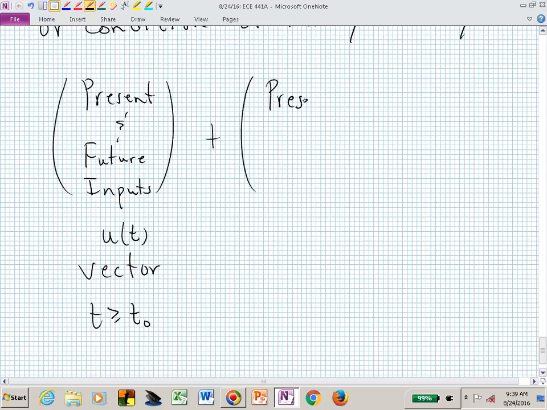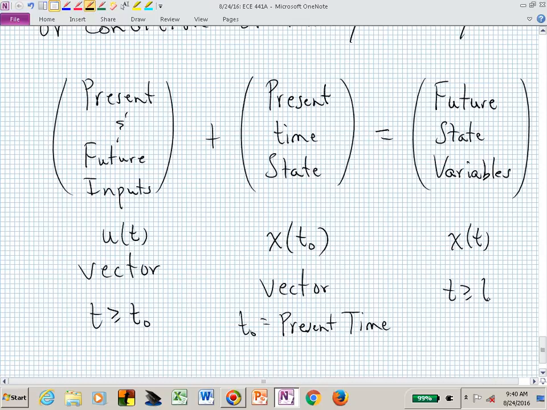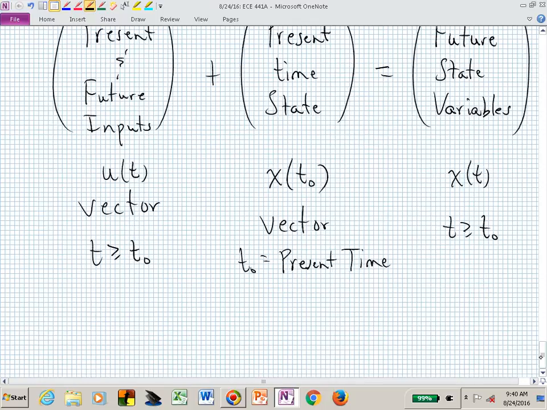Then if we know the state at the present time, maybe in this case it's the position and the velocity, we know that at a given instant of time, and again that x can be a vector. Then if we have all of our state variables and we know the input for future time, we can derive or find the value of all of our state variables for all future values of time. That's the beauty of having state variables.